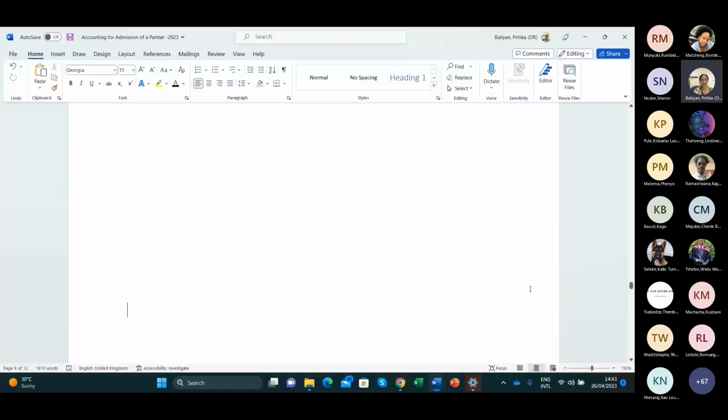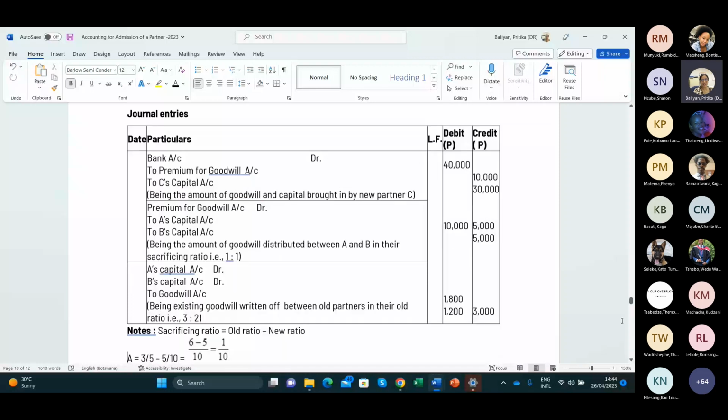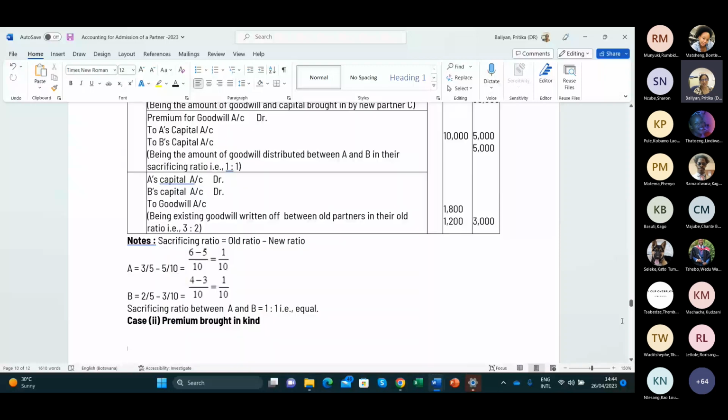The premium of goodwill depends on how much premium is going to be distributed between A and B. The goodwill brought by the third partner is also based on the sacrificing ratio. So how much portion did A and B sacrifice when the new partner joined? The old ratio was 3:2 between A and B. 3:2 means 3/5 and 2/5. Are we together?